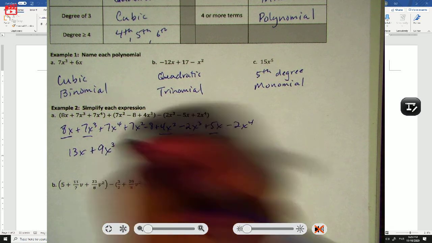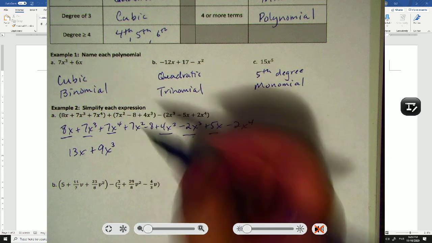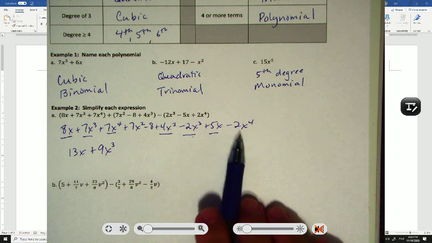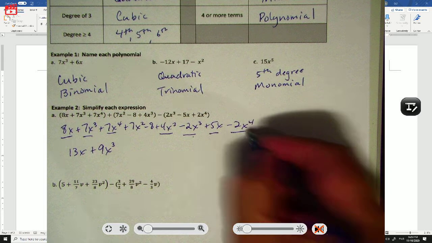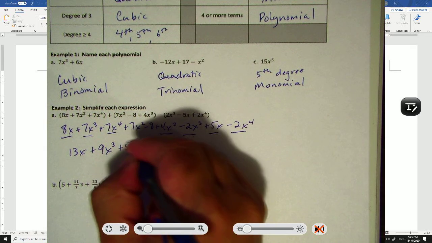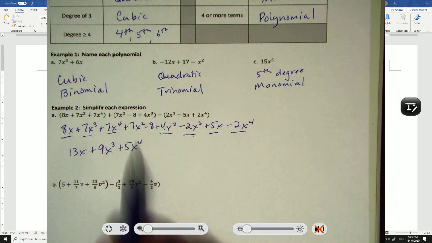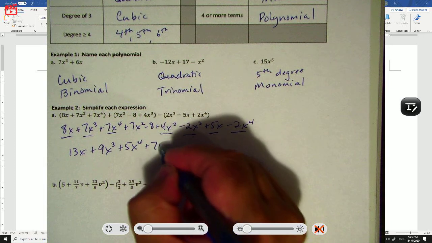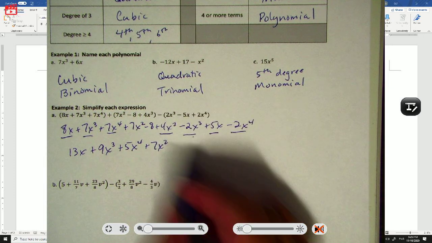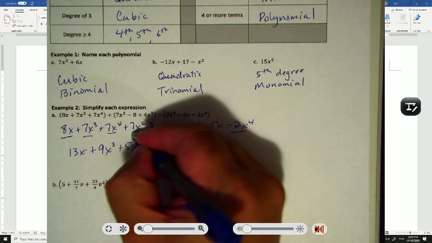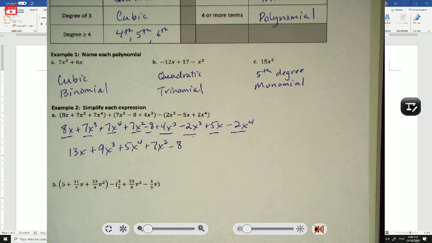We got 7x to the 4th. Is there another fourth? Yeah. So minus 2x to the fourth. So it's positive 5x to the fourth. We got 7x squared. There is no other square than the minus 8. Those two get underlined. Nothing left. That's it. Okay. Now that actually allows a way to write your answer.